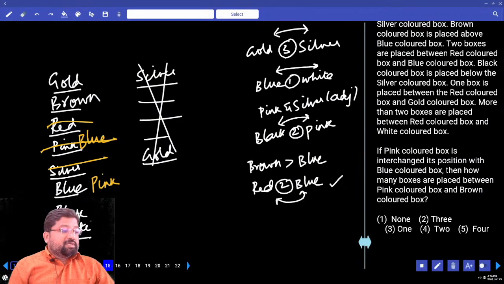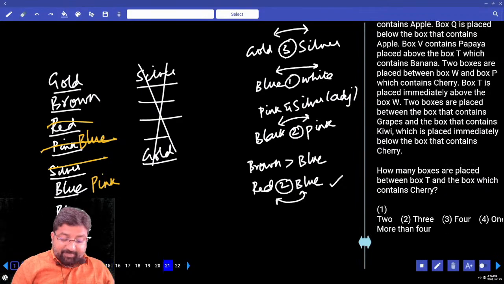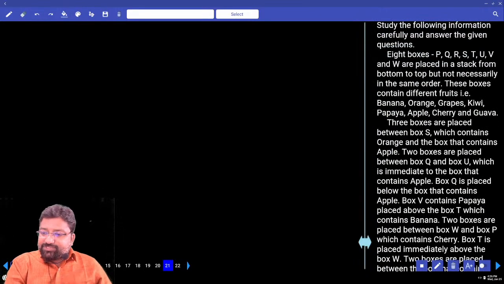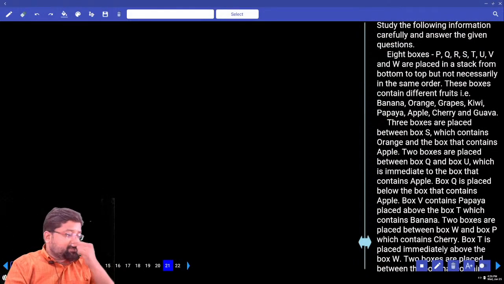Clear? So let's directly jump to the next puzzle here. I'm leaving those couple of easier ones for you. You can solve it. That's not a big deal. But we'll go for the next puzzle directly.